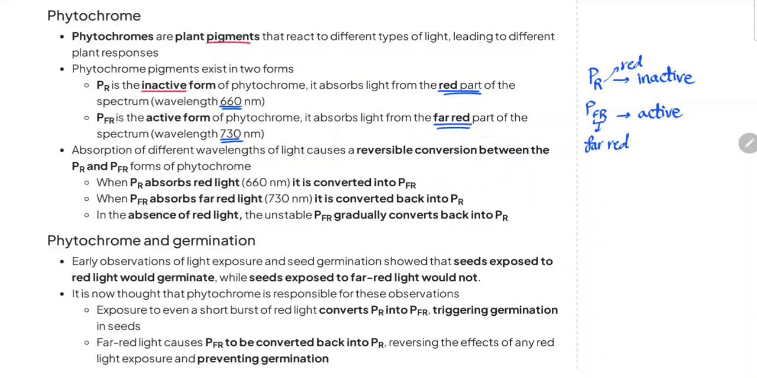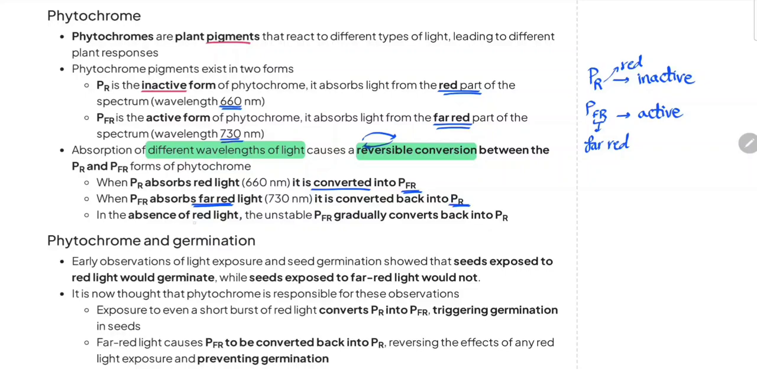Absorption of different wavelengths of light causes a reversible conversion between the phytochrome R and the phytochrome FR forms of phytochrome, okay? So different wavelengths of light lead to a conversion. This is a new thing. If I have different wavelengths of light shone onto it, it causes a reversible conversion. There is a conversion and it is reversible. Okay? When the PR absorbs red light, it is converted to PFR. And when the PFR absorbs far red light, it's converted back into PR.